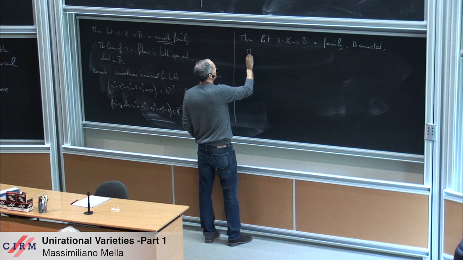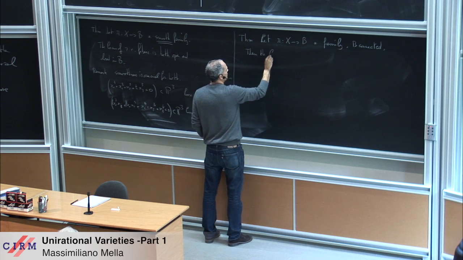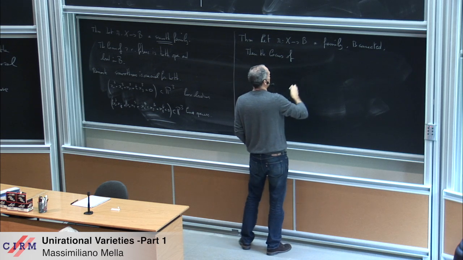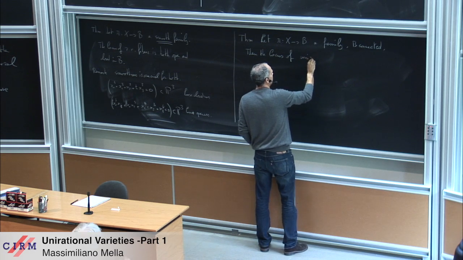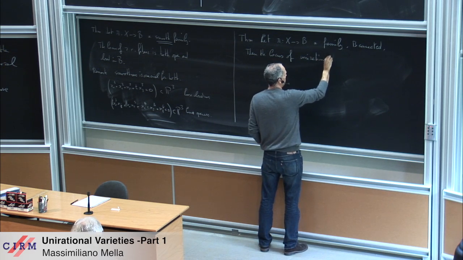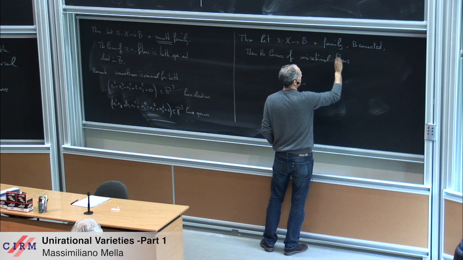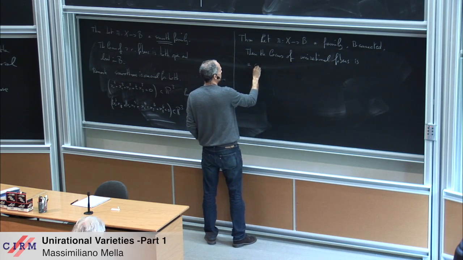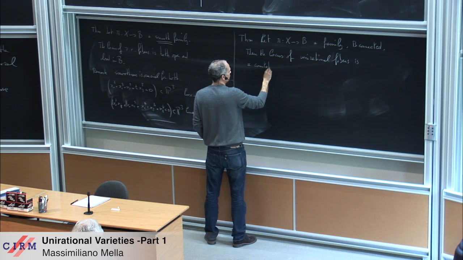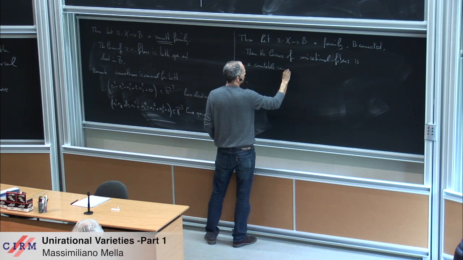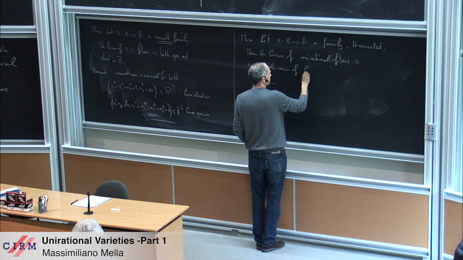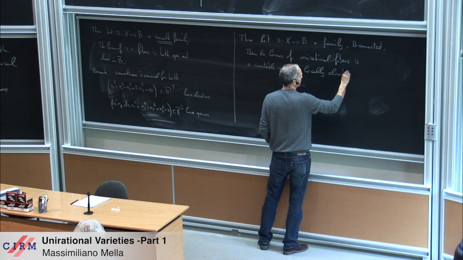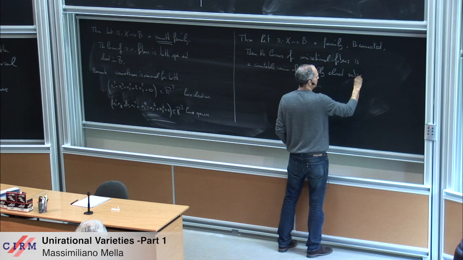Then the locus of unirational fibers is a countable union of locally closed subsets.